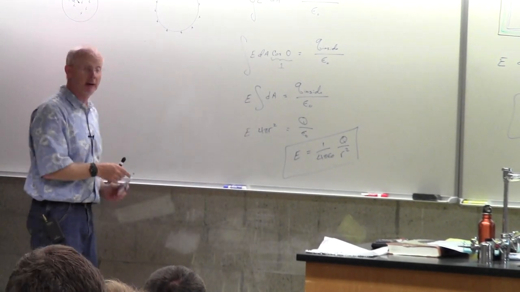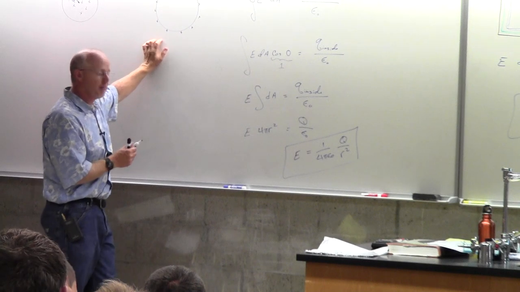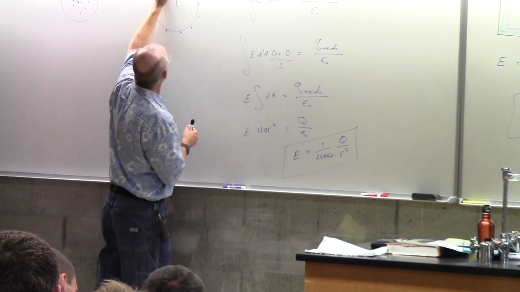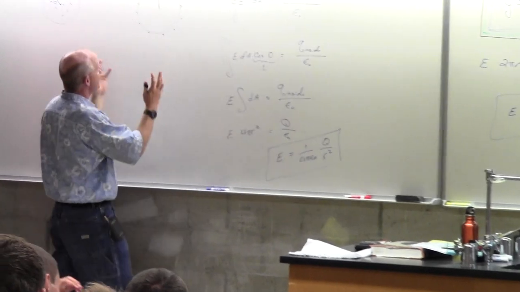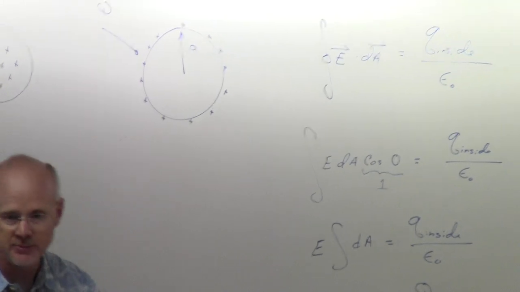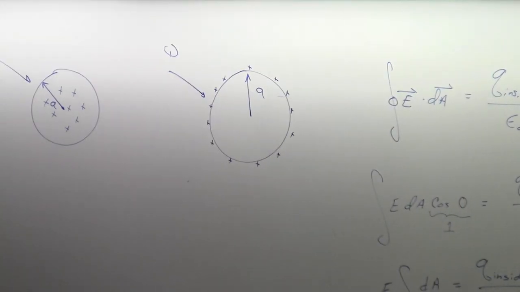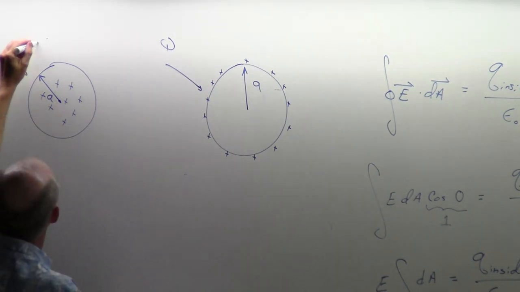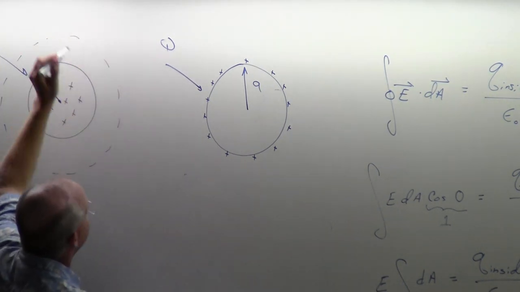Now, I should make a note about this. What would have changed in the problem, if any, had the charge been wrapped along the outer surface instead of uniformly spread out inside? Well, let me ask you, step by step: this one, I drew a spherical Gaussian surface. Would you do that here?